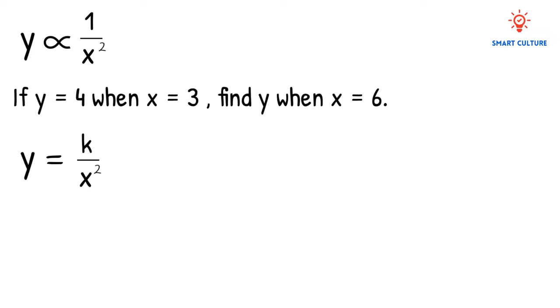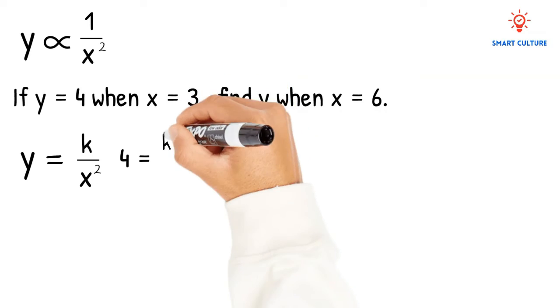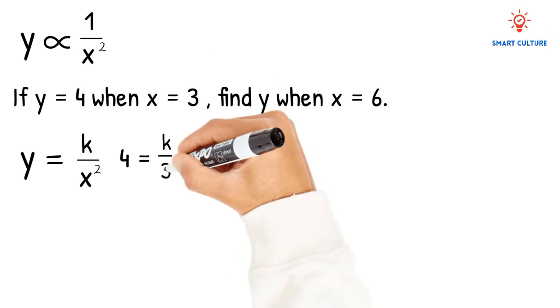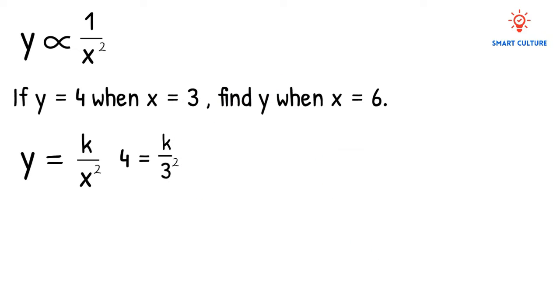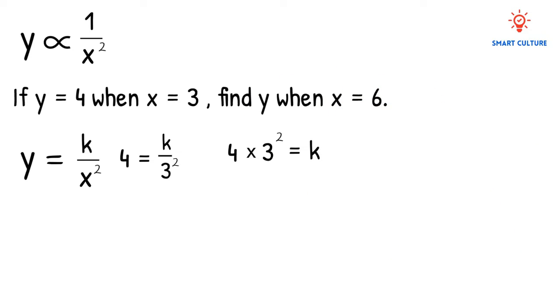So we'll use the formula y is equal to k divided by x squared, and then we'll plug in the value for y, which is 4, and the value for x, which is 3. So then we have 4 is equal to k over 3 squared. The next thing we'll do is rearrange this equation so that we get k alone. Then we get 4 times 3 squared is equal to k.